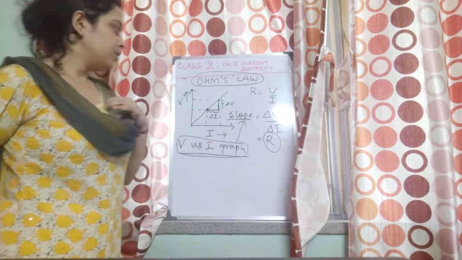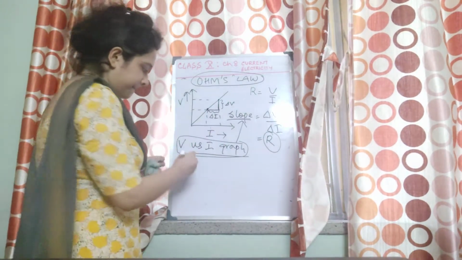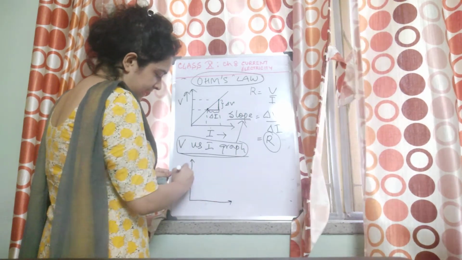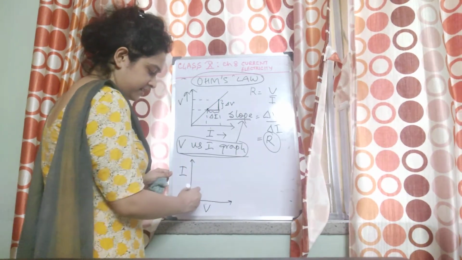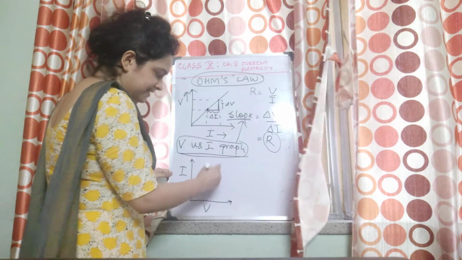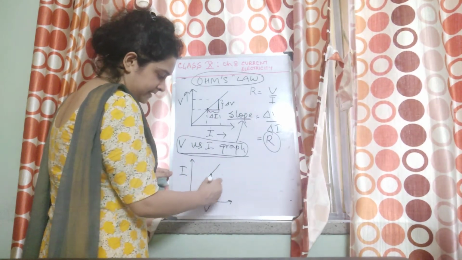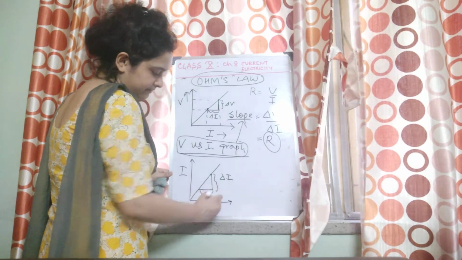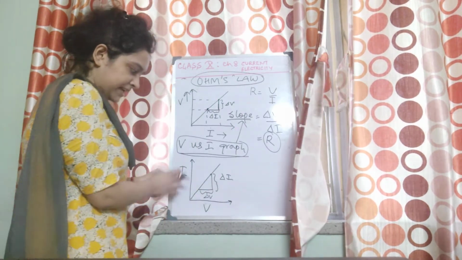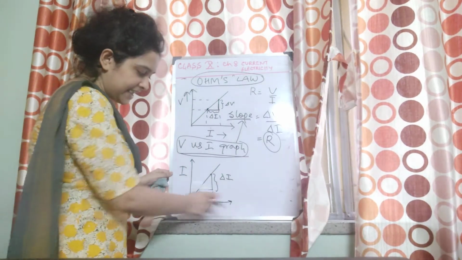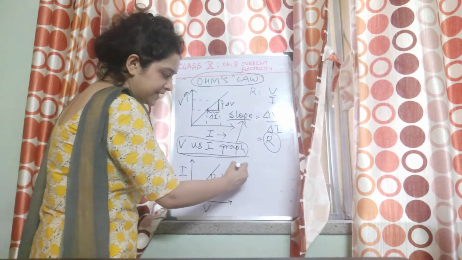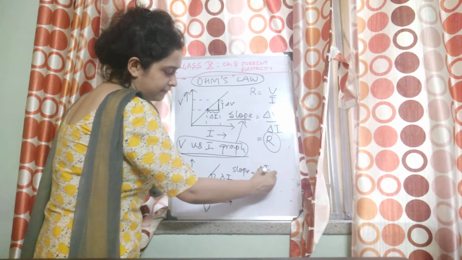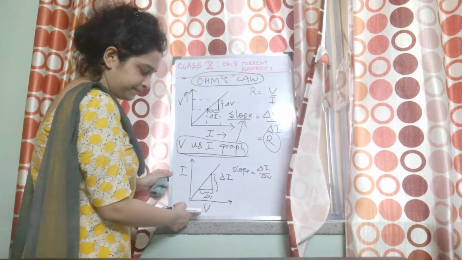Now, can you tell me what will be if I plot I here and V here, and if I find the slope like this, this is delta I and this is delta V. Now I have plotted I on the y-axis and V on the x-axis. So the slope is now delta I by delta V. This is I versus V.